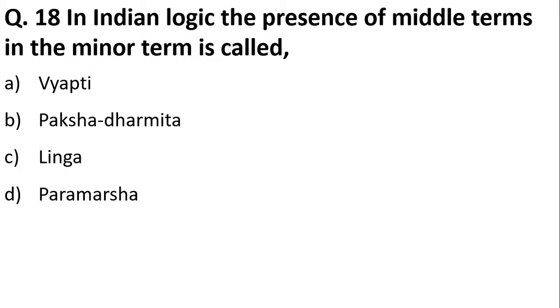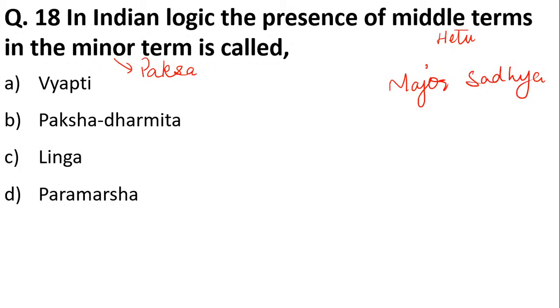In Indian logic, the presence of middle term in the minor term is called what? So the minor term is called Paksha in Indian logic, and the middle term is called Hetu, and the major term is called Sadhya. So when the middle term is present in the minor term, it is called Paksha-dharmata. B is the right answer.